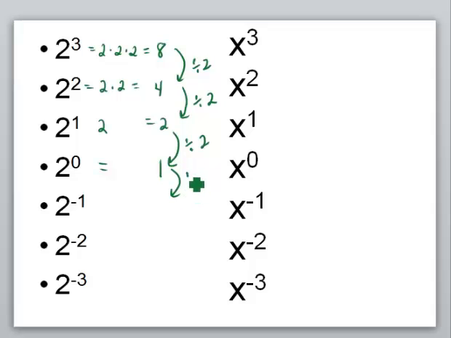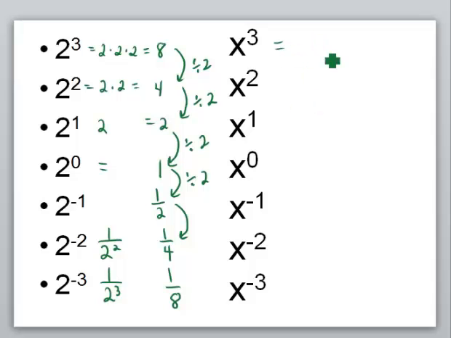So we take 1 divided by 2, that's 1/2. So a negative exponent just moves the number to the bottom. Using that method, this means that this is moved to the bottom, so it's 1 over 2 squared, which would be 1/4. 1/2 divided by 2 is 1/4. And then this would be 1 over 2 to the 3rd. That would be 1/8.